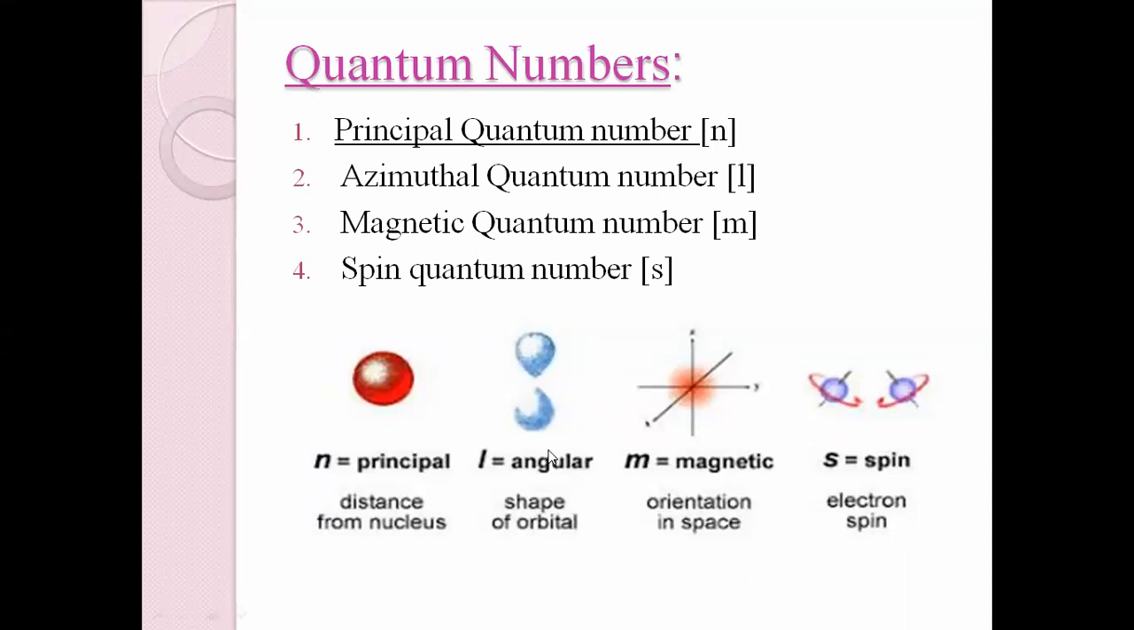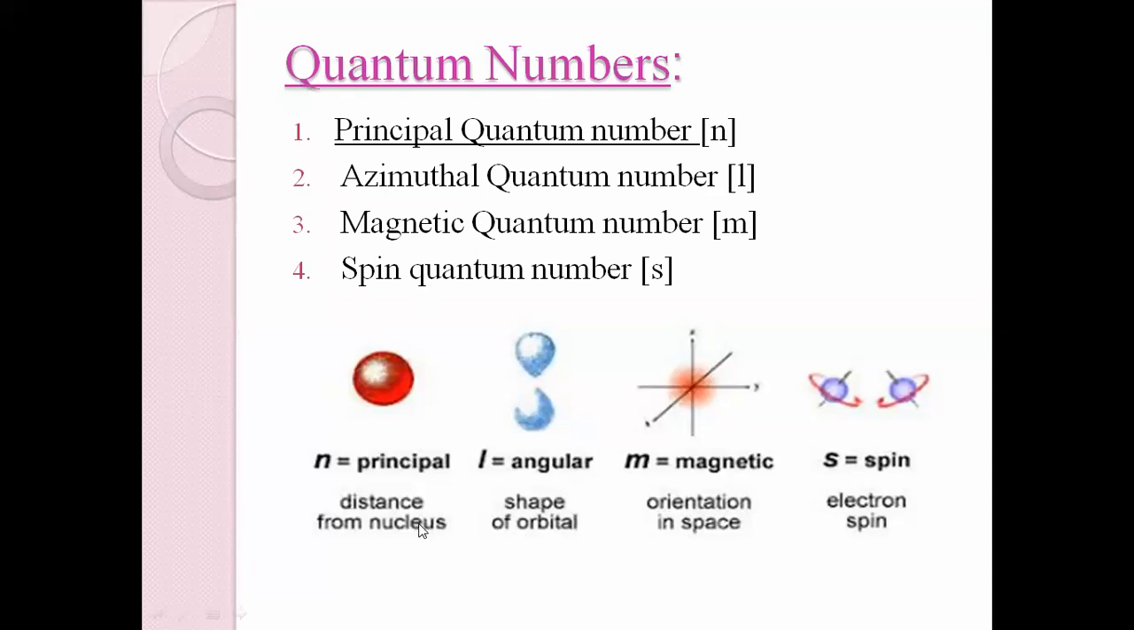But what is the shape of the orbital? That is, what is the shape of that sub shell present in the main shell? Whether it is spherical, whether it is dumbbell, whether it is diffused, whatever. So who will tell us? This particular l, which is azimuthal quantum number.